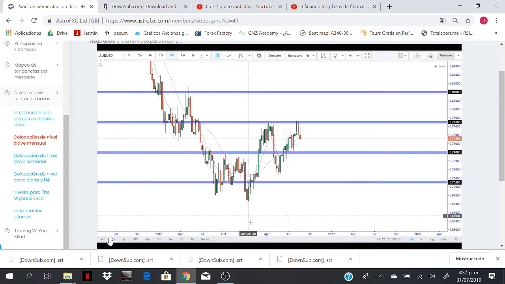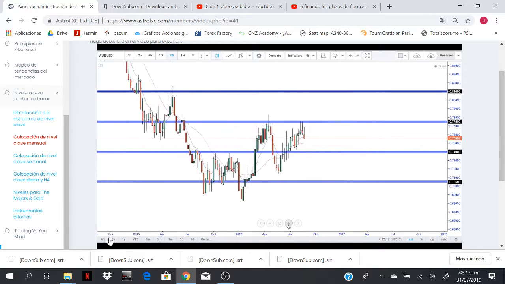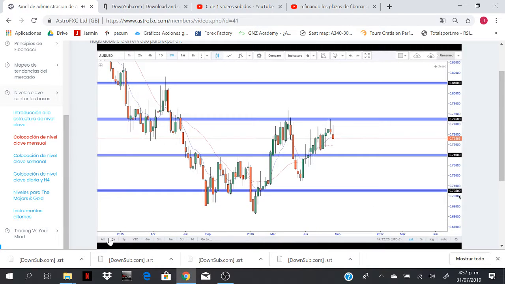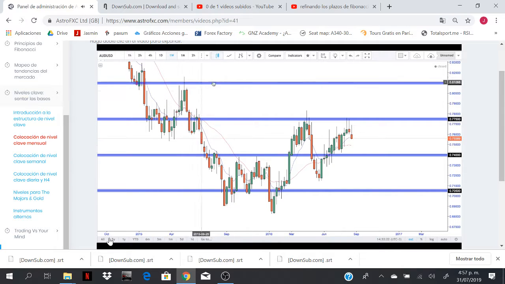Now, if you go to the weekly time frame, just to look at how this jumps out at us, we can clearly see now that we've got some very, very neat ranges. If you really want to, you can just go ahead and modify those if you wish.